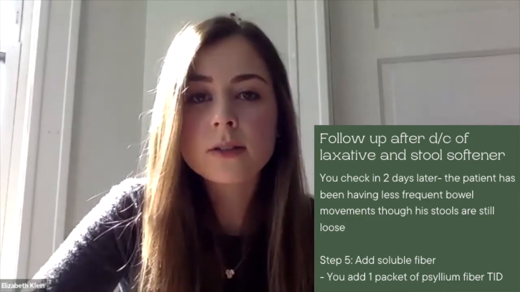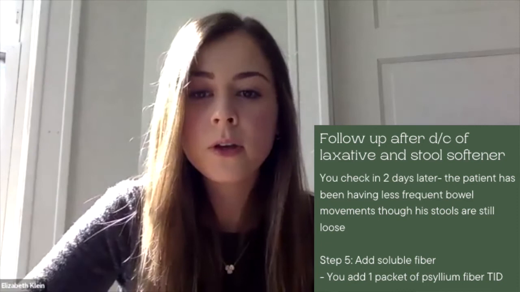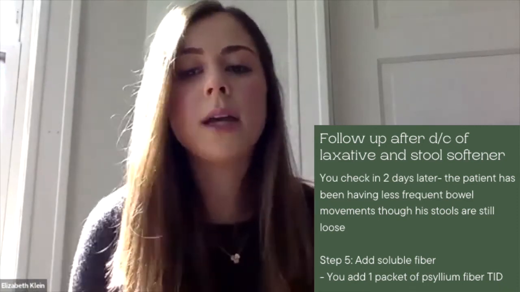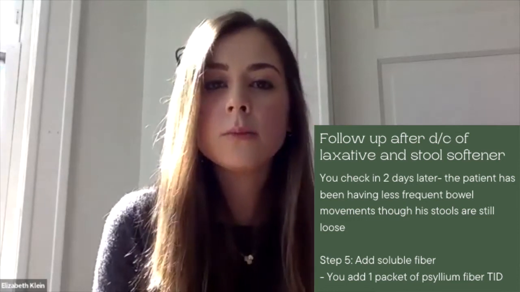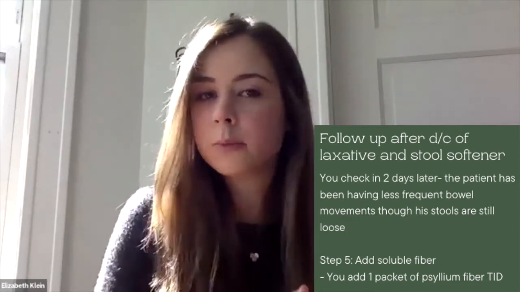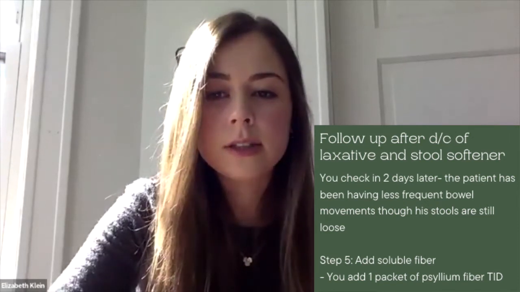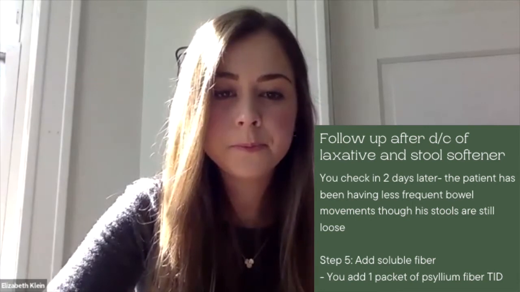So now we can move on to that fifth step, which is adding more soluble fiber. And so what we can do at this point is recommend adding 1 packet of psyllium fiber. Typically, you can start with 1 packet 3 times a day, kind of like breakfast, lunch, dinner, just to see if that will help with his bowel movements.